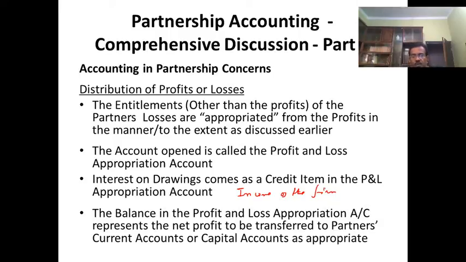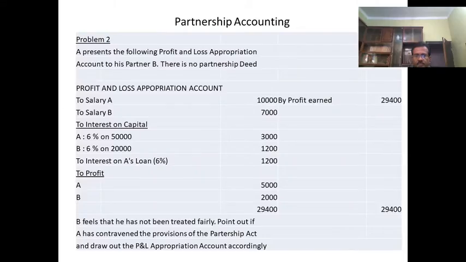The balance in the Profit and Loss Appropriation account represents the net profit to be transferred to partners' current accounts or capital accounts as appropriate. We need to transfer finally whatever is remaining in the Profit and Loss Appropriation account to the current account or capital account as appropriate.